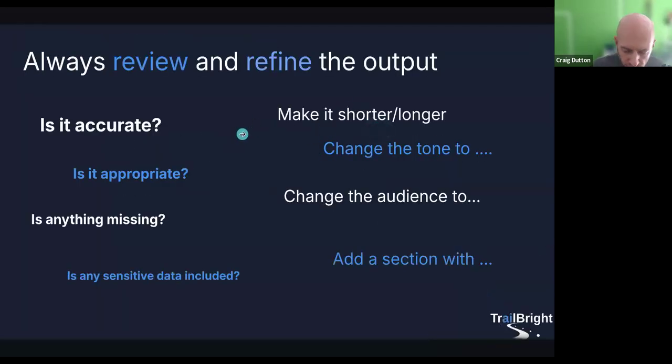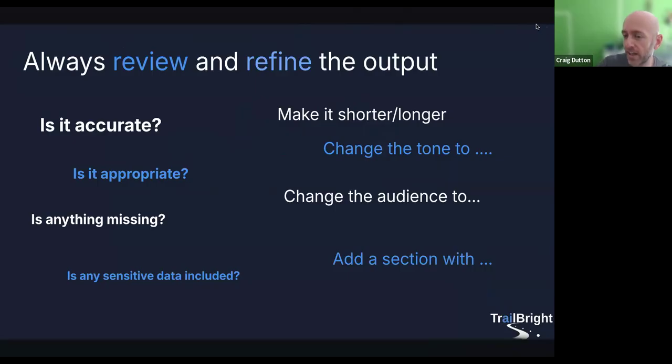So once you've got your output, then you can review and refine it. So check, is it accurate? You can make it shorter, you can make it longer, you can change the tone, make it more casual, make it more informal. Maybe you want to change the audience. Maybe you want to add a section to it. Is there anything missing? So I think somebody said there's something missing there.